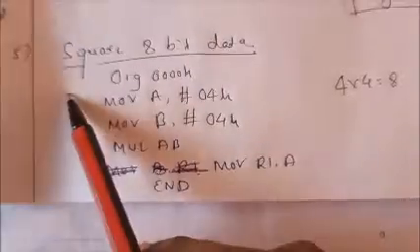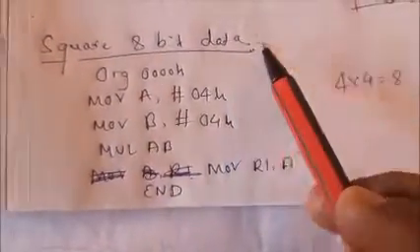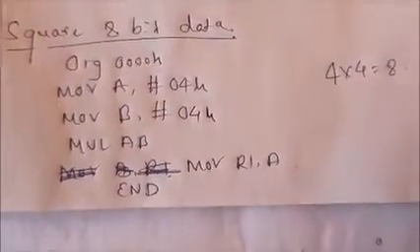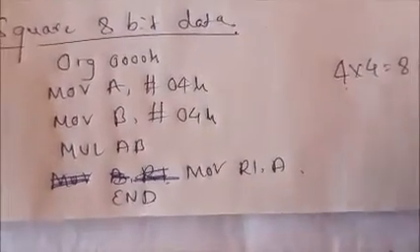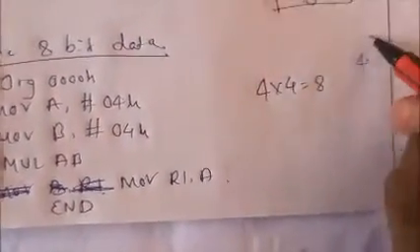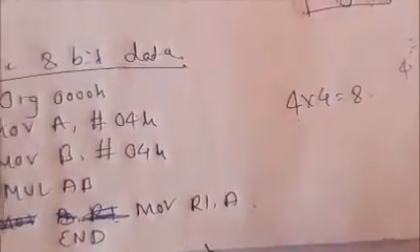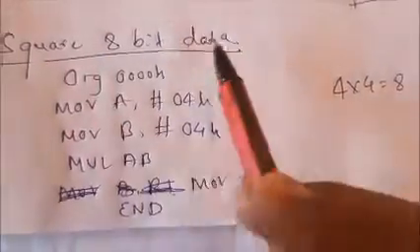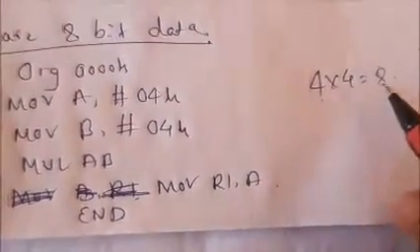And next, after multiplication and division, the 5th program: square of 8-bit data. Square of 8-bit data is nothing but, for example, if you want to perform 4 square, 2 square, 3 square. 4 square is nothing but 4 into 4, result is 16. So I need to perform the square program, that is the square of 8-bit data. This is a very simple program: 4 into 4, result is 16.